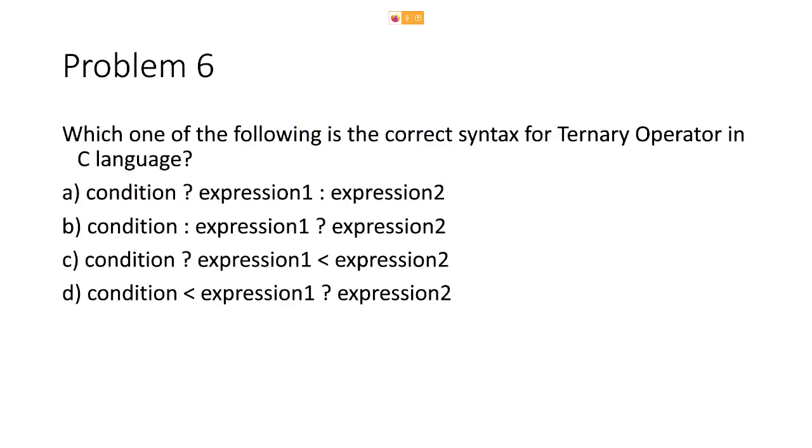Which of the following is the correct syntax for the ternary operator in C language? A. Right. So first there is a condition, then expression 1, a colon, and expression 2. If the condition is true, then expression 1 is executed, and if false, then expression 2 is executed. Same like if and else.